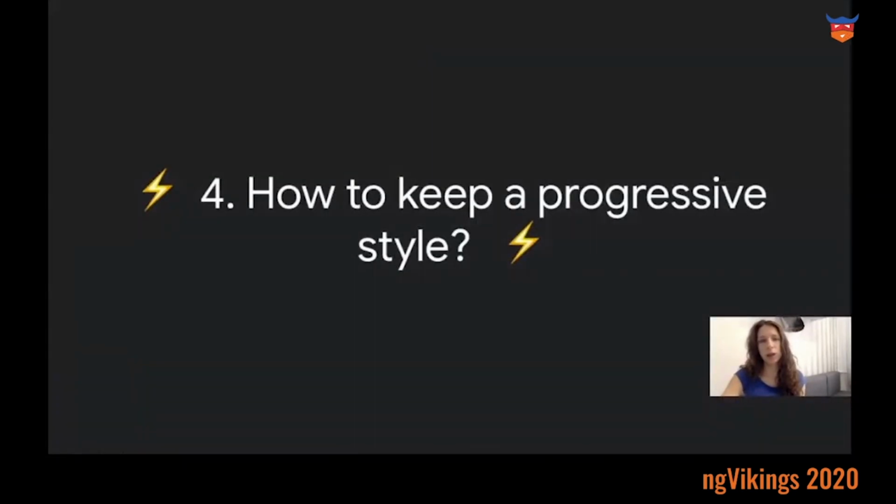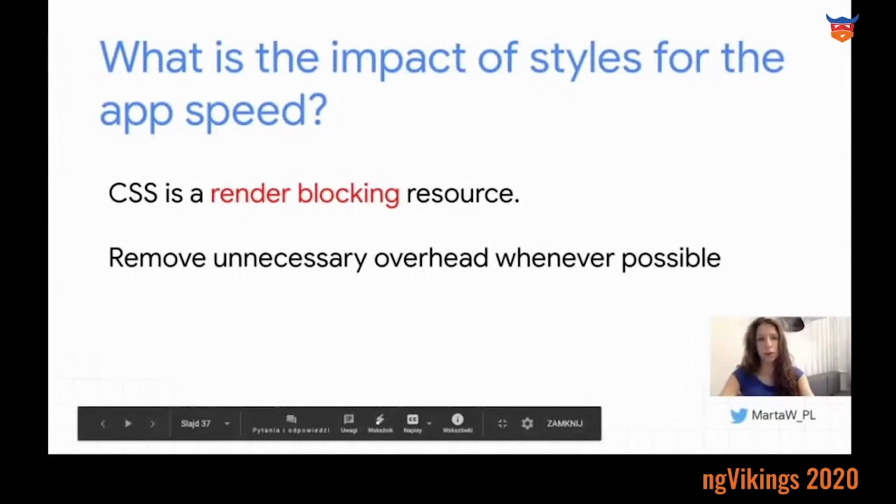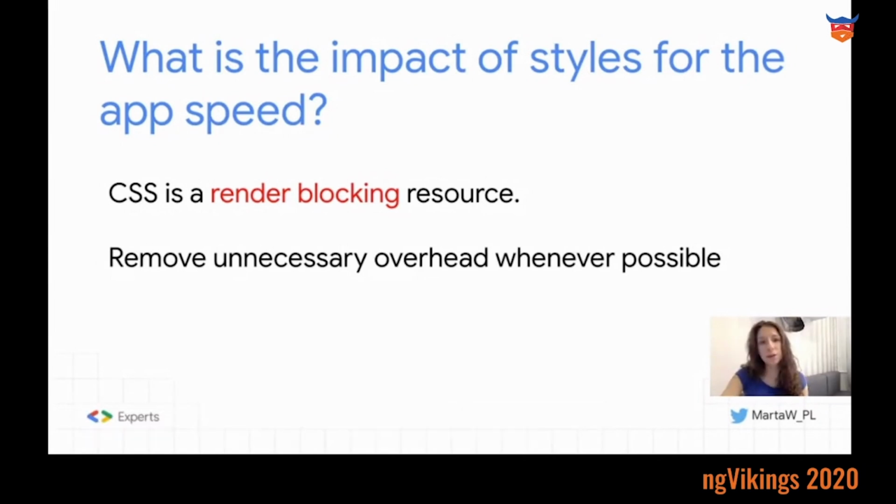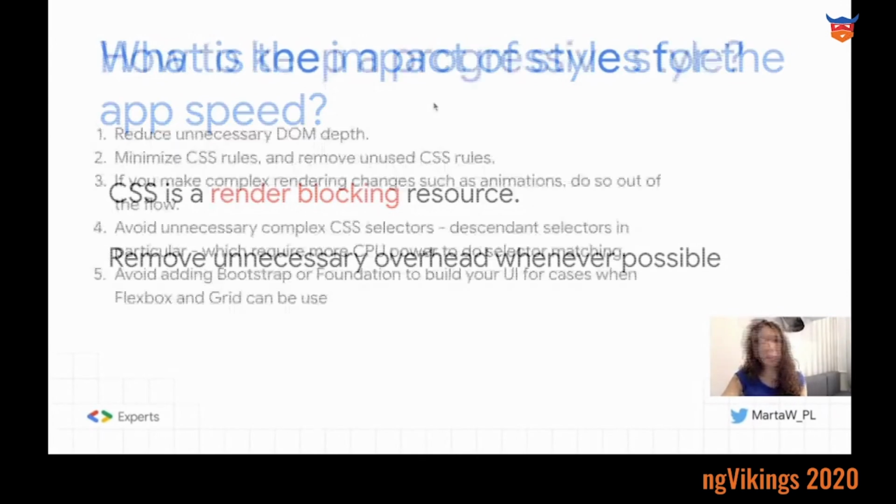Now I want to tell you a bit about progressive style. Why should we take care about it? CSS is a render blocking resource, and we should take care that this blocking resource is not too large. We should remove unnecessary overhead whenever possible and just optimize it and take care about the proper size and proper selectors in your code. Here you can find the practical tips to keep this progressive style.